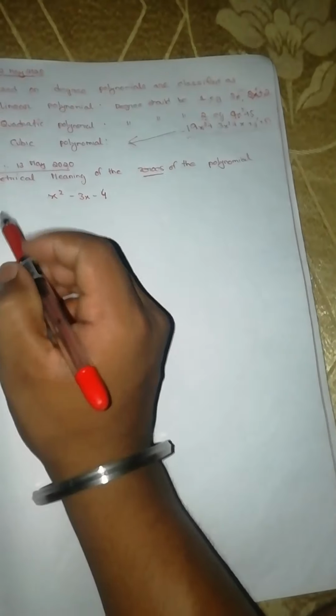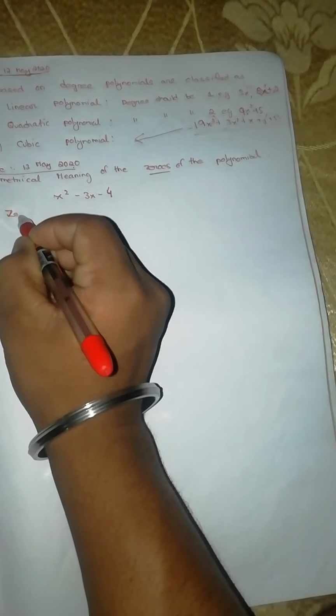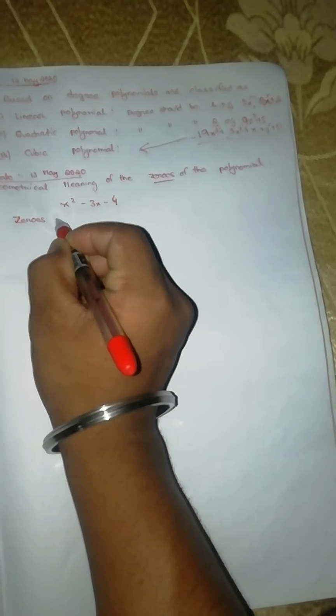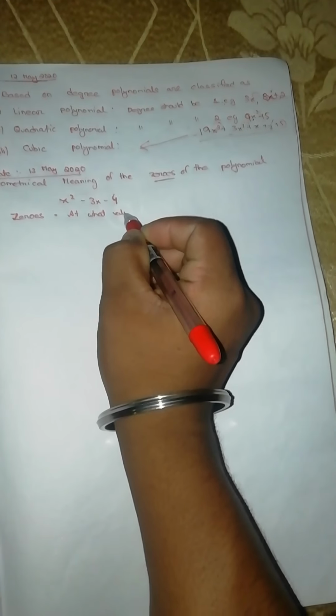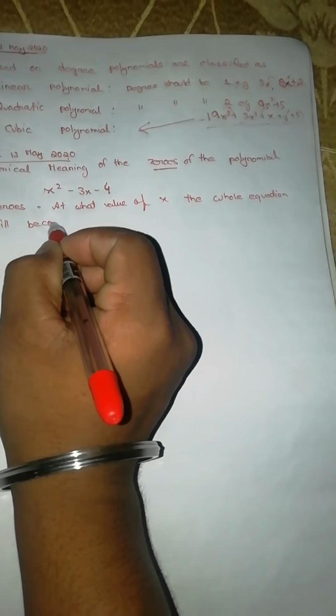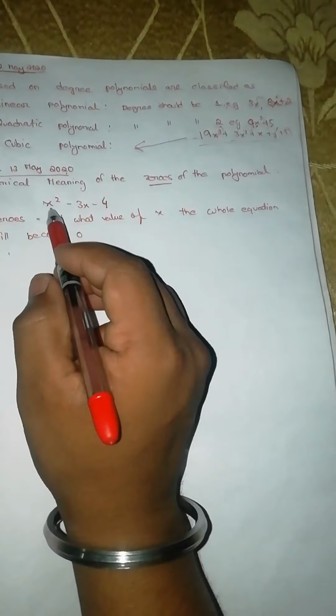So what do the zeros of the polynomial mean? At what value of x will the whole equation become 0? We'll take this. We'll consider this a polynomial, isn't it?